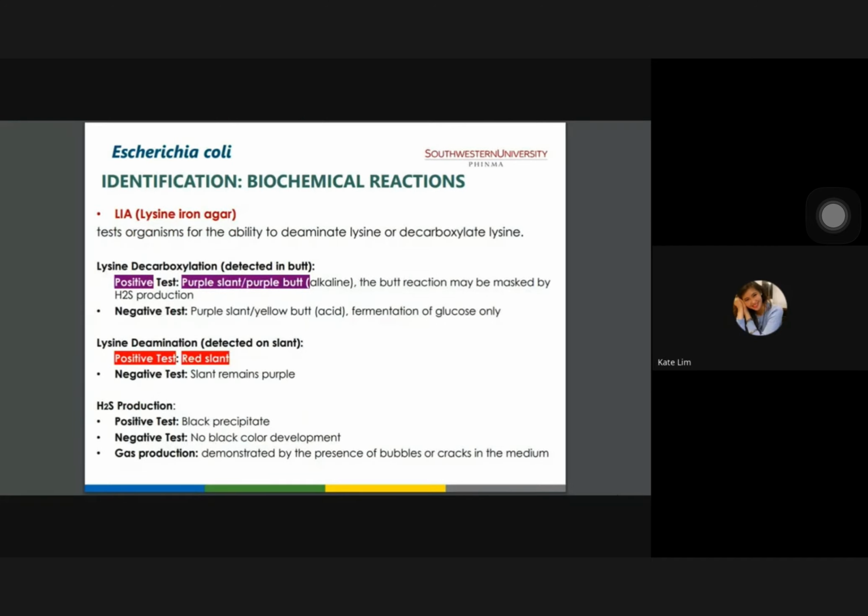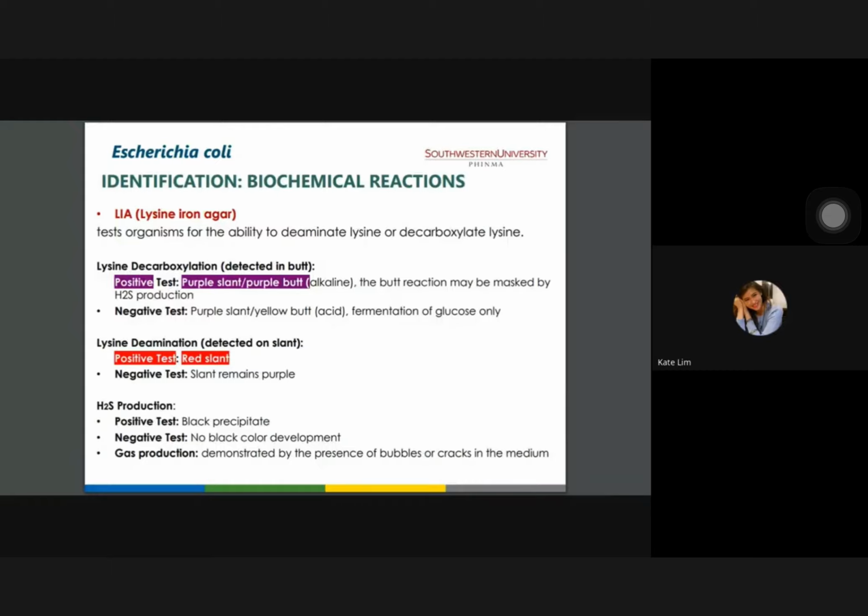Aside from your TSI, we have another test, and this is your LIA. Your LIA actually looks similar to your TSI. It also has a slant and a butt. This is a bit more difficult compared to your TSI, but let's make this easier. Let's start first: what is LIA used for? Why are we using LIA?